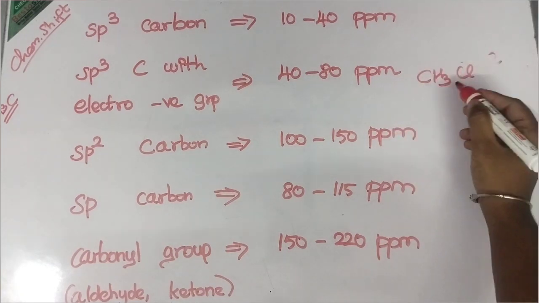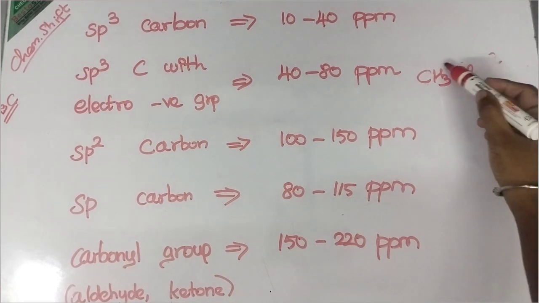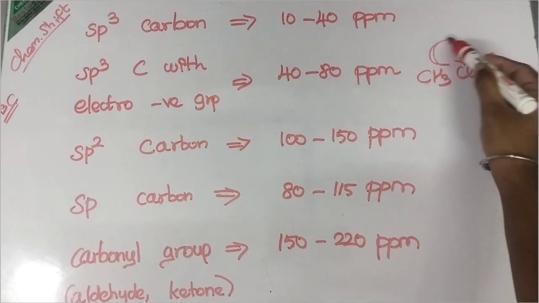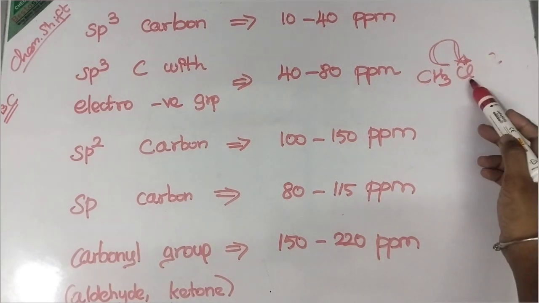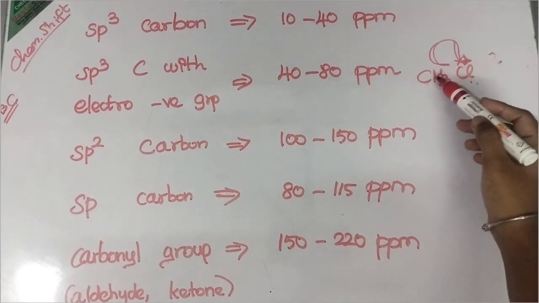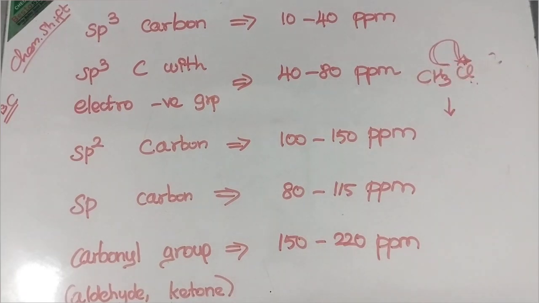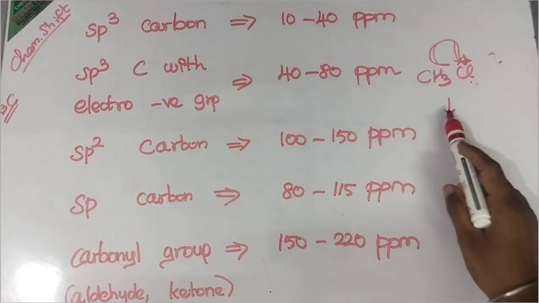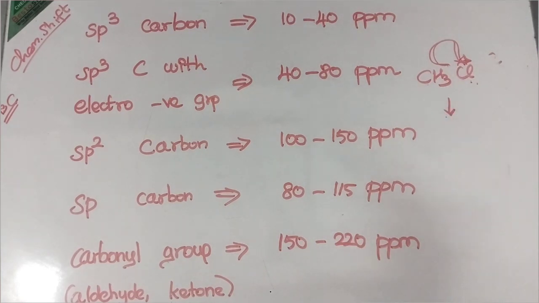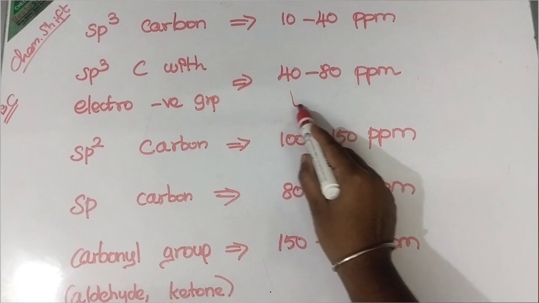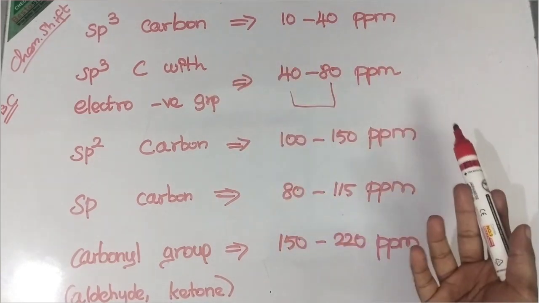CH3Cl is present. In this case, the electron will be moved towards the chlorine atom because it is an electron withdrawing group. Electron density around the hydrogen will be less. It is de-shielded. Whenever you have a de-shielded group, it will have a higher chemical shift value. As a result, if your sp3 hybridized carbon is attached to an electronegative group, then it will have a value of 40 to 80. Both are sp3 hybridized carbon, okay.